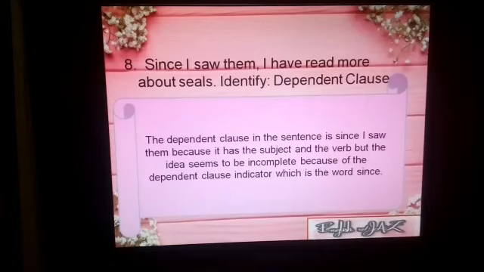The dependent clause in the sentence is since I saw them because it has the subject and the verb, but the idea seems to be incomplete because of the dependent clause indicator or marker, which is the word since. Our independent clause in this sentence is I have read more about seals, which has a complete idea with the subject I and our verb have read.